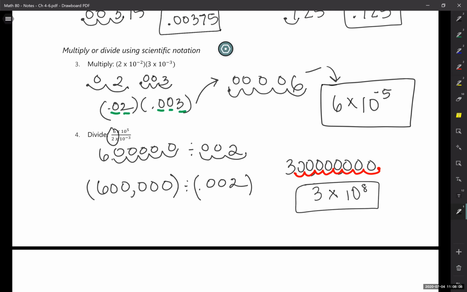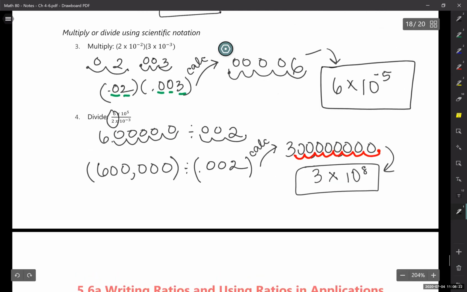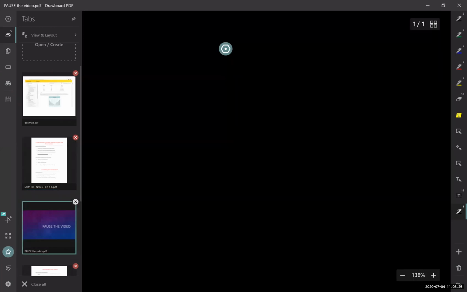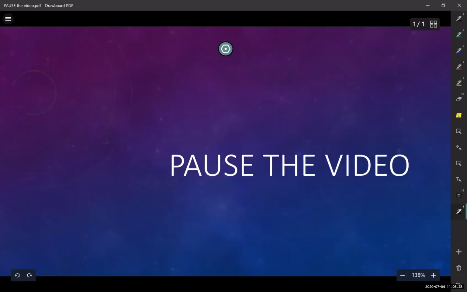Again, this middle step, calculator, is perfectly fine on that. But this last step, that's where you're focusing on converting your answers. And that is it for scientific notation. So go ahead and pause the video, do all that 10.5 homework, get it out of the way, and then come back and we will finish up.